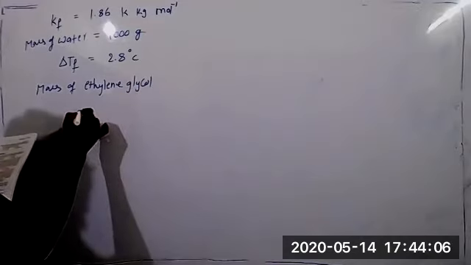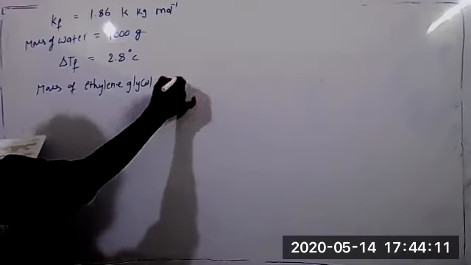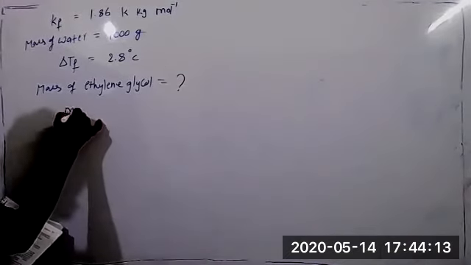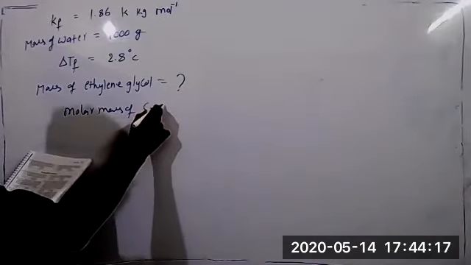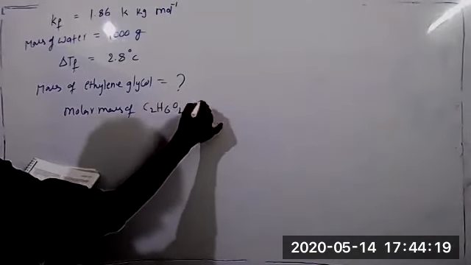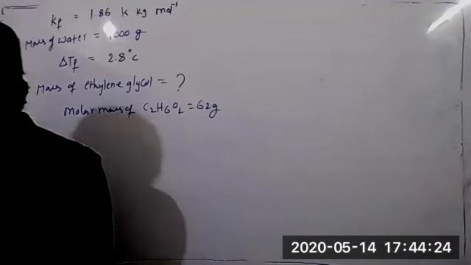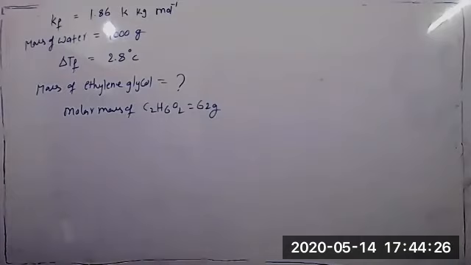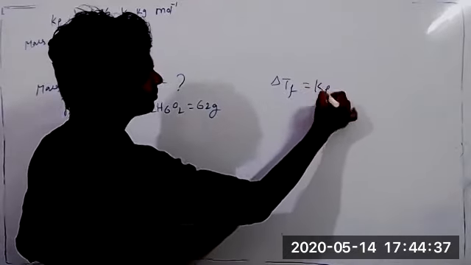And also the mass of ethylene glycol we have to calculate. Molar mass we know. Molar mass of ethylene glycol, formula C2H6O2, is 62 grams. And substitute in the formula. What is the depression in freezing point formula? Rachana. Delta Tf is equal to Kf into W2 into 1000 by M1 into W1.